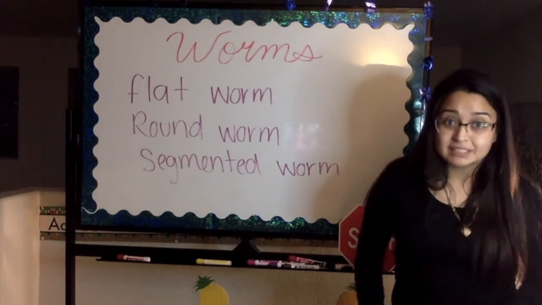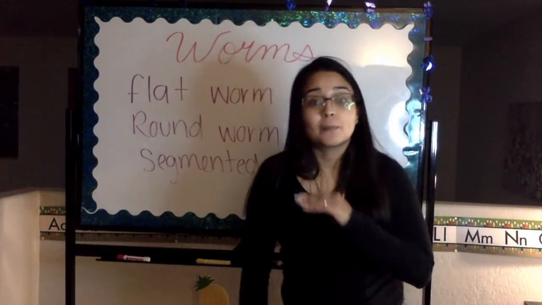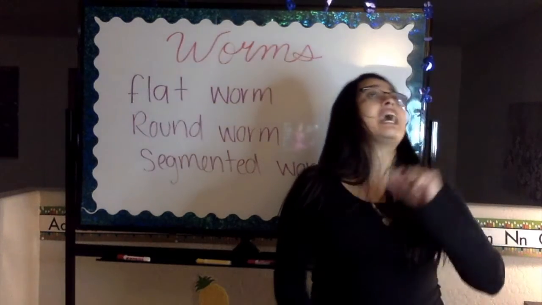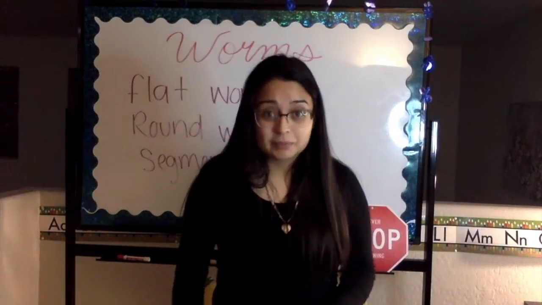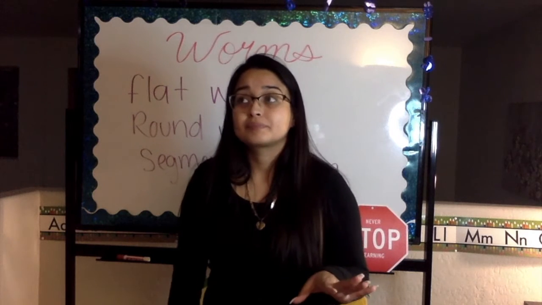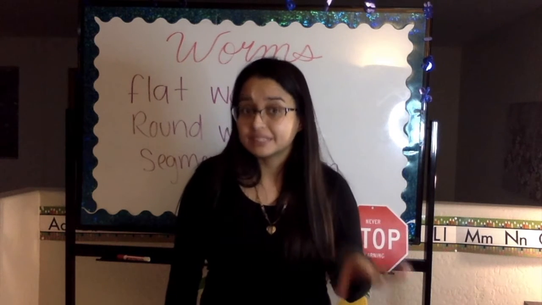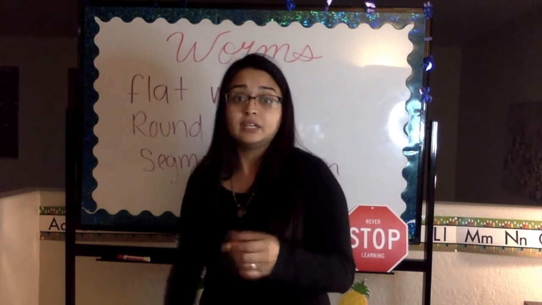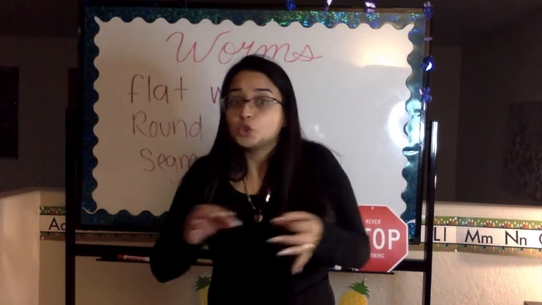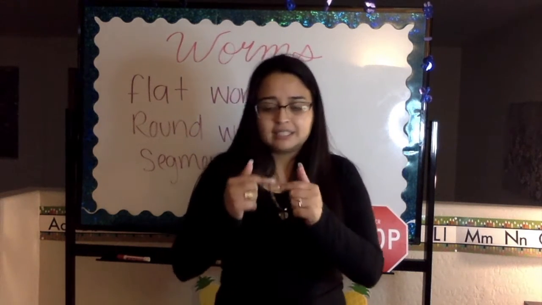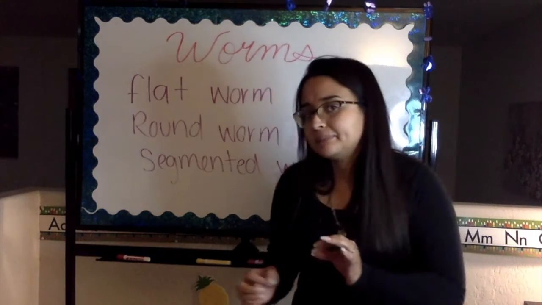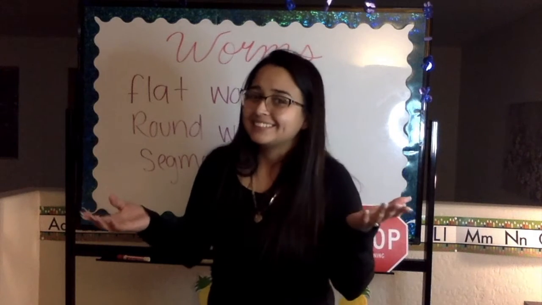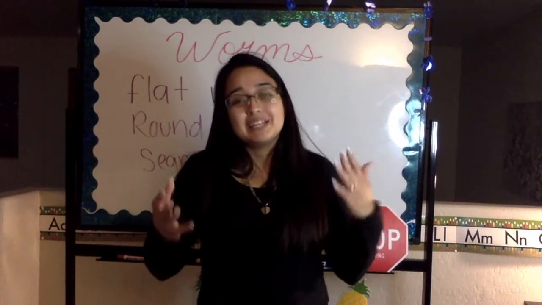And to finish off today, we have our segmented worm. Now, a segmented worm is actually the most complex type of worm there is out there. Why? A segmented worm has a lot of systems within itself. It is a tube within a tube. You can see it's made out of a lot of different segments. That's why it's called a segmented worm. Easy to remember.